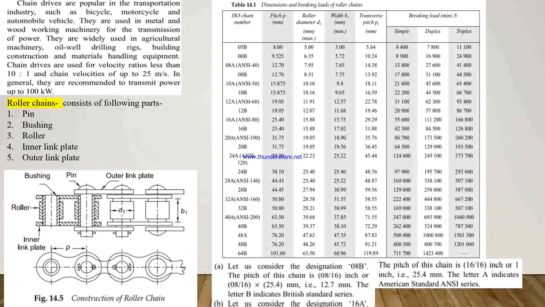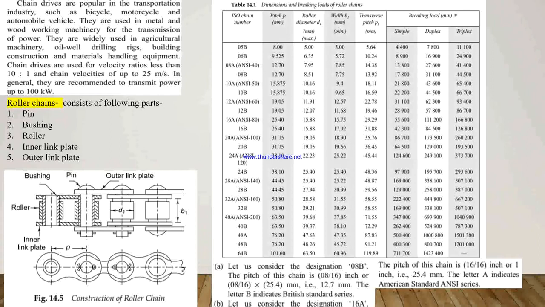But the applications of chain drives are mostly in the transportation industry, such as bicycles, motorcycles and automobile vehicles. Also, they are used in metal and woodworking machineries for the transmission of power. They are widely used in agricultural machinery, oil well drilling rigs, building construction and material handling equipment. Mostly the chain velocity ratio is less than 10 to 1 and chain velocity up to 25 meters per second. In general, they are recommended to transmit power up to 100 kilowatts. This is all about chain drives.